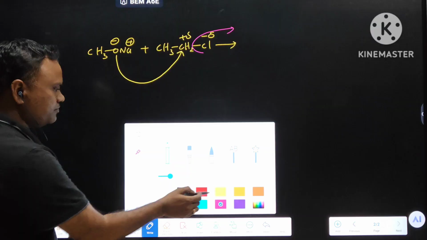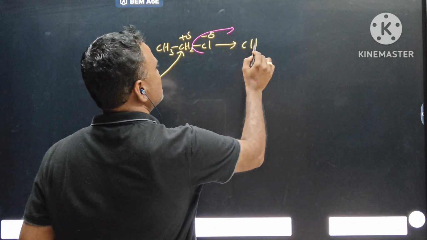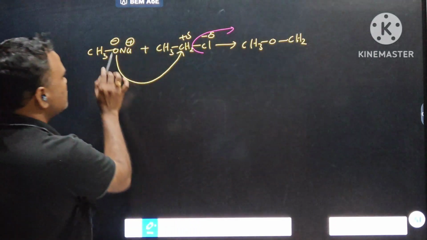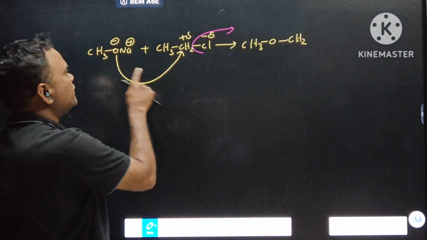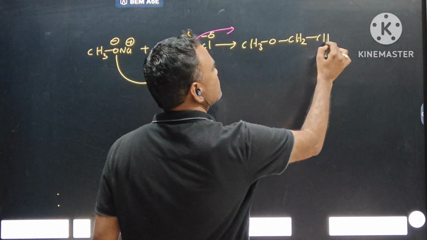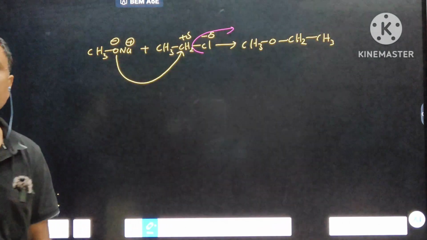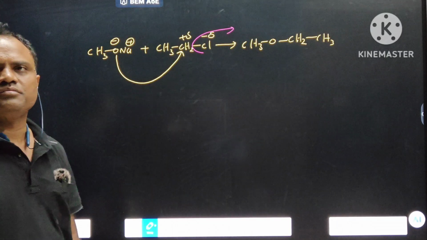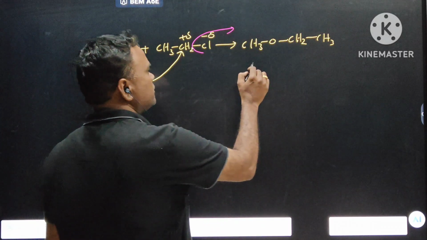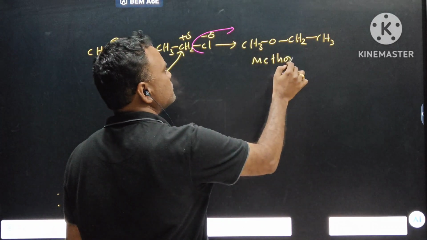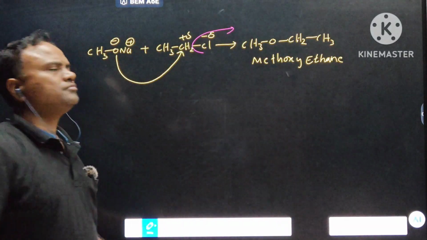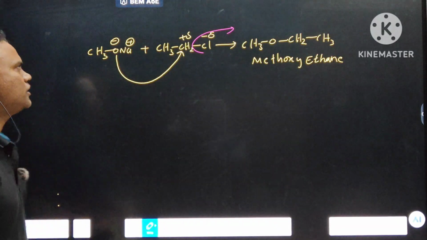Okay. CH3O, CH2. See, oxygen and this carbon are linking, and to this carbon a methyl is there. So I am writing this. Ether, methyl ether, or ethyl methyl ether, both are the same. Or methoxyethane. The IUPAC name is methoxyethane. Right? Okay. Next example.